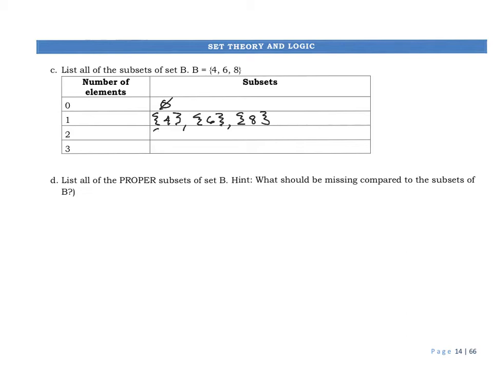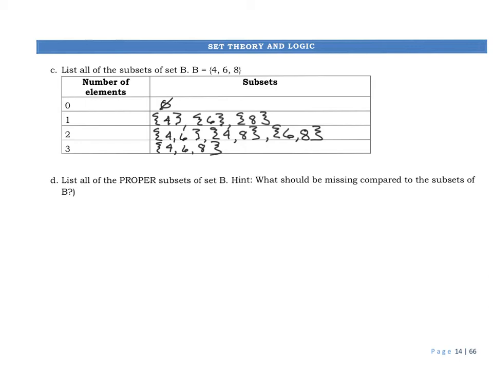Okay, how about 2 elements? Well, we have 4, 6. Okay, now what else can we pair 4 with? We pair it with 8. And then let's skip on to 6. 6 can be paired with 8 as well. I believe that exhausts all our possibilities. Recall that 4, 6 is the same set as 6, 4, so we wouldn't want to list those again. And then lastly, the subset with 3 elements would be the set itself. Remember, every set is a subset of itself.